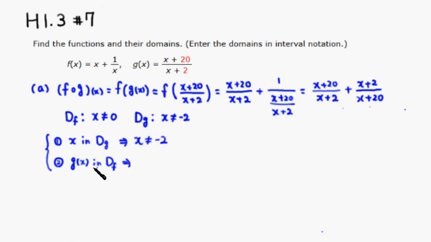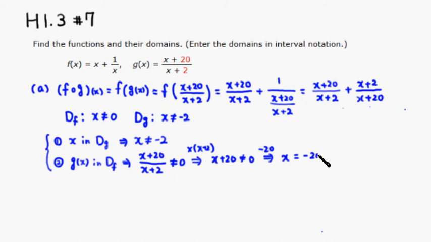Then g of x, which is x plus 20 over x plus 2, has to be in the domain of f, which means that it cannot be equal to 0. Then we can just multiply both sides by the denominator, x plus 2. You see that x plus 20 cannot be equal to 0, so we subtract 20 from both sides to get x not equal to negative 20, sorry.